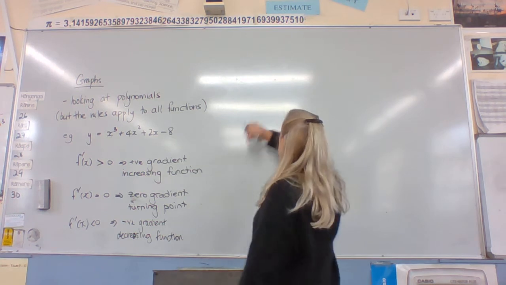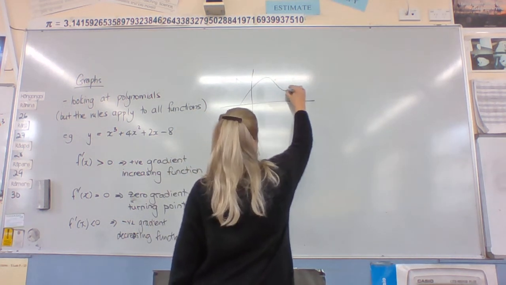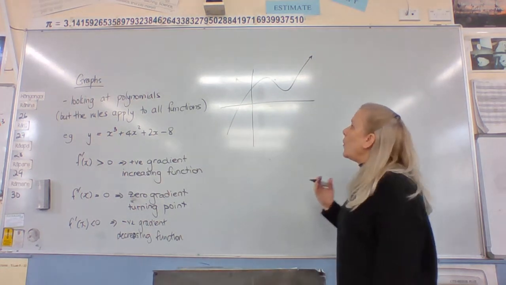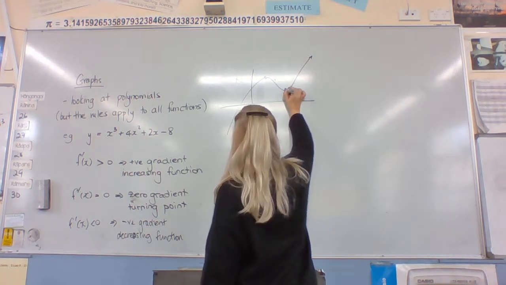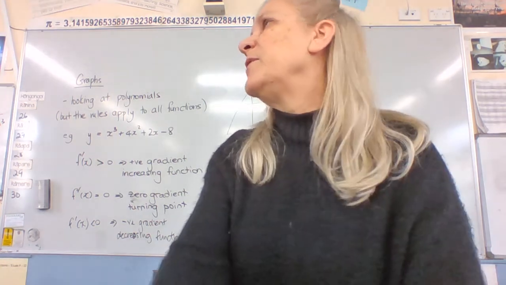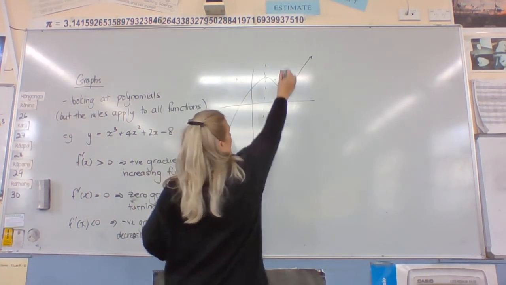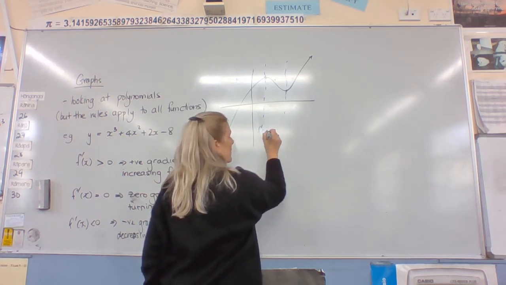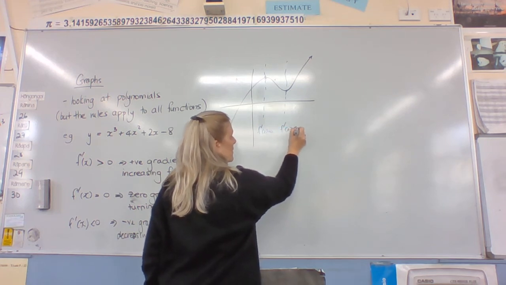So, should our graph, and I have no idea what this graph looks like, perhaps it looks like this. All right? What we need to be able to do is identify where these 2 points here are and break it up into those zones. So we've got at this point and at this point, f dash of x is equal to 0. The gradient is 0.